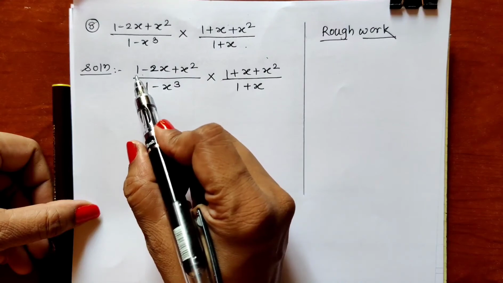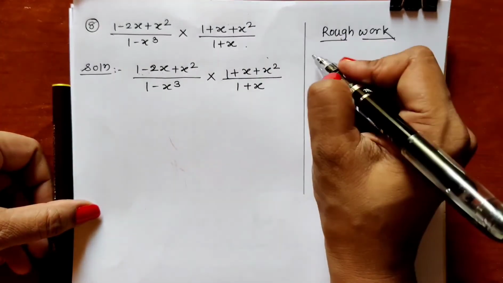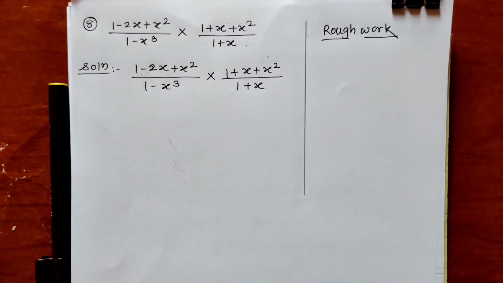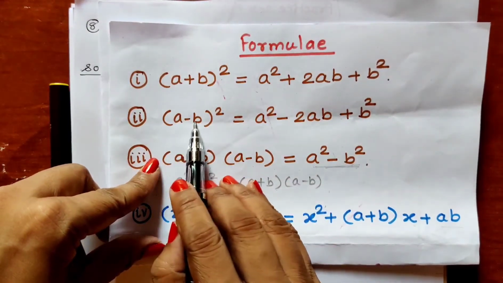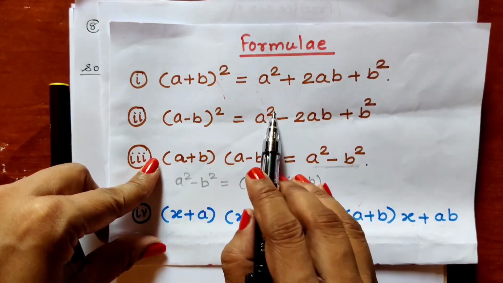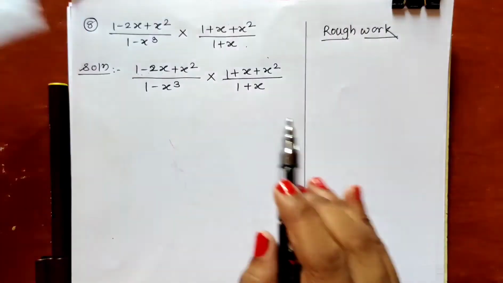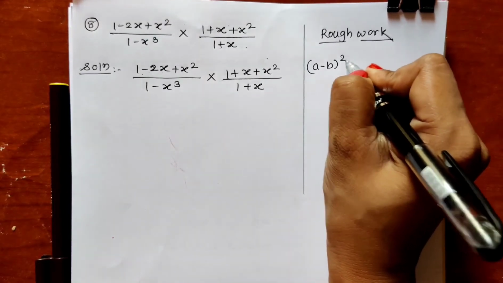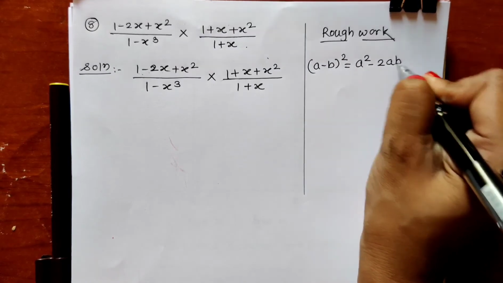Now the first expression is 1 minus 2x plus x square. See children, one formula which we have learnt in our previous standard, this year we have not used it yet, but this is the formula which we learnt last year. (a minus b) whole square is equal to a square minus 2ab plus b square. This formula we are going to use here. I am going to write the formula again: (a minus b) whole square is equal to a square minus 2ab plus b square.